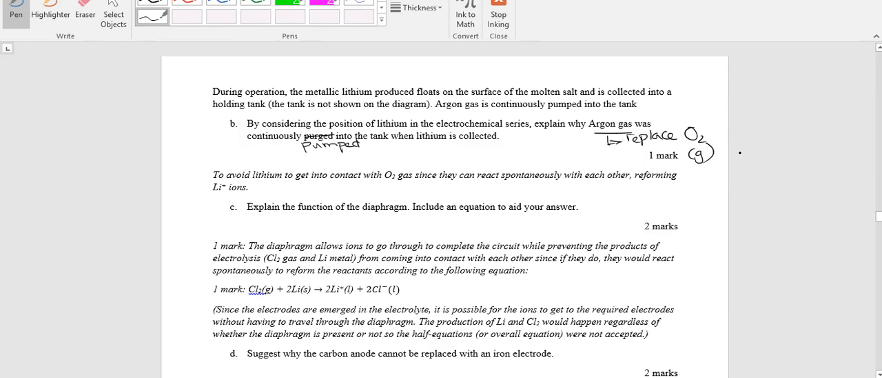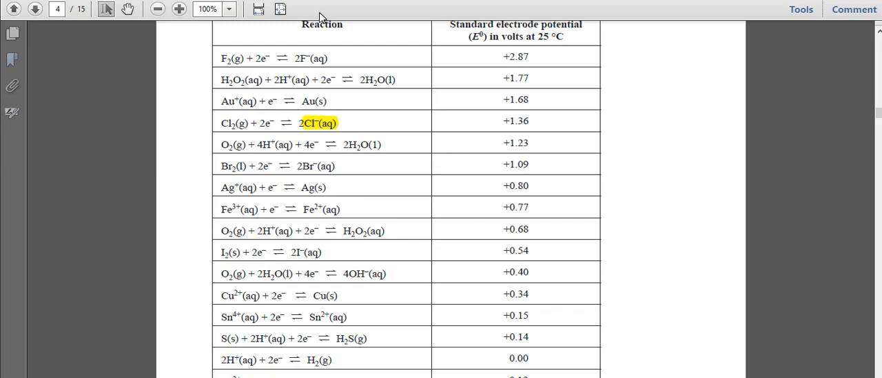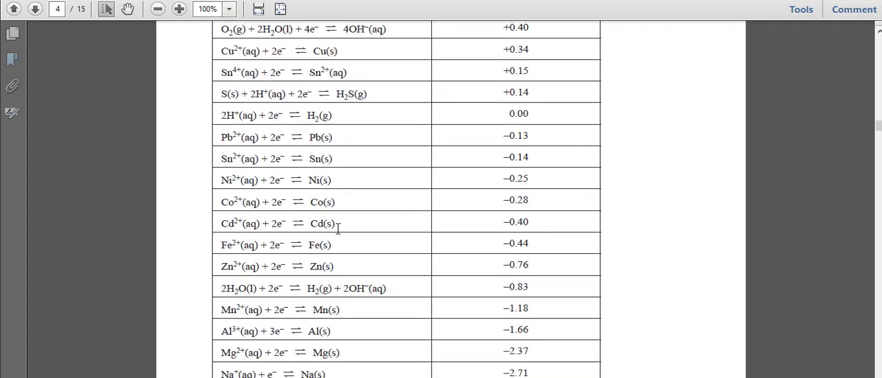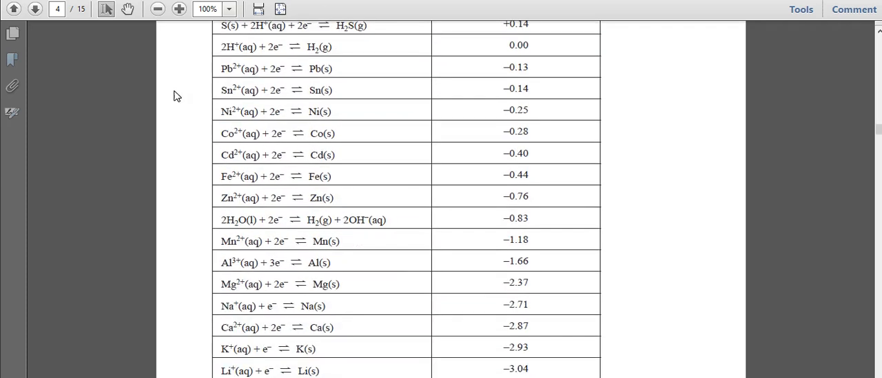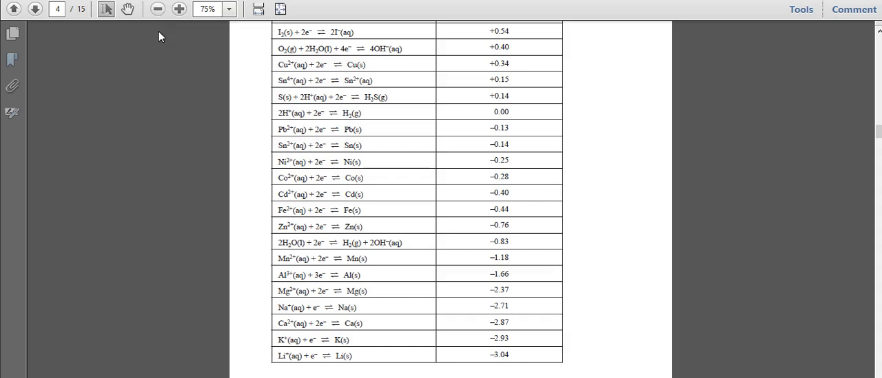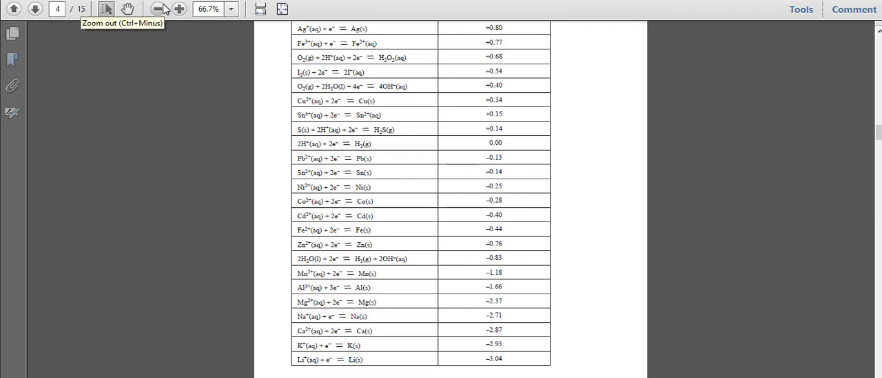And if that is what you suspect, then you can check with the electrochemical series. Oxygen is here and lithium is down here. If we look at oxygen, this is oxygen and this is lithium. So there is a spontaneous reaction, quite a violent spontaneous reaction actually, between lithium metal and oxygen gas.